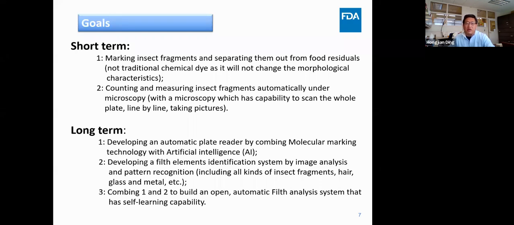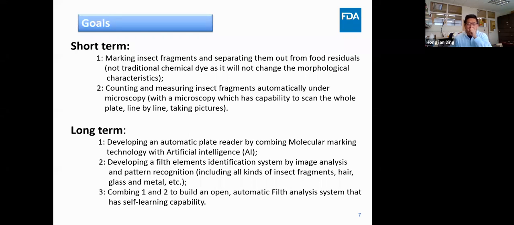And also counting and measuring insect fragments automatically under the microscope. We have a microscope with the capability to scan the whole petri dish line by line and label which points have an interesting object, and then change to normal light, zoom in, take pictures, and then the object will be identified.